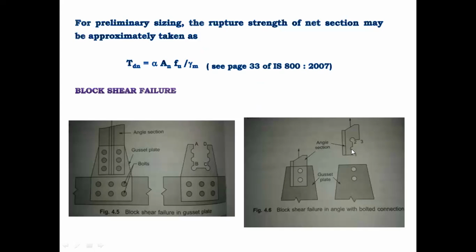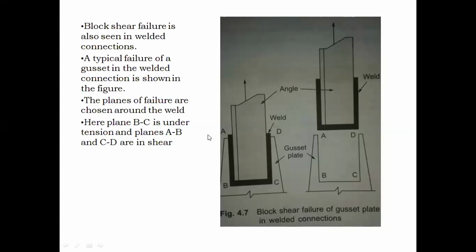See how many bolt holes are falling in the shear plane? One complete bolt hole and a half bolt hole. So 1.5 bolts are in the shear plane and half a bolt is in the tension plane, right? In that way, you can calculate the block shear failures, and it was clearly explained in my presentations also. And block shear failure when it is connected with welding.